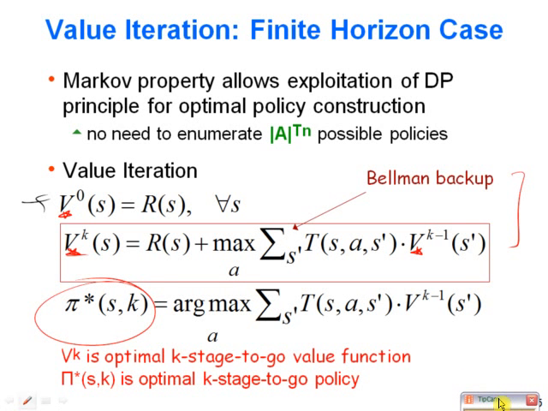Okay, so we're going to continue the discussion of finite horizon and infinite horizon, and also indefinite horizon. We talked about finite horizon Markov-Decision processes last class. Before I go forward, are there any questions?